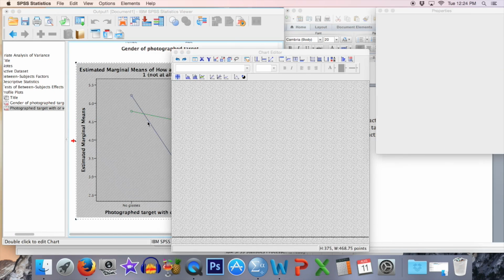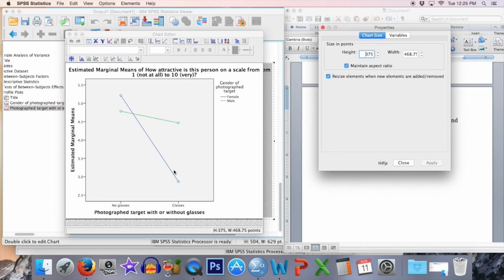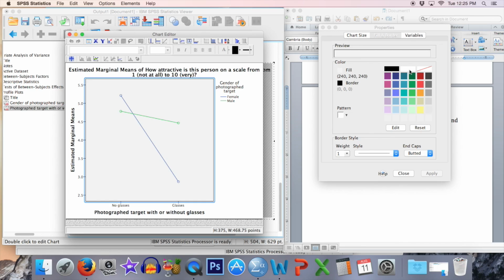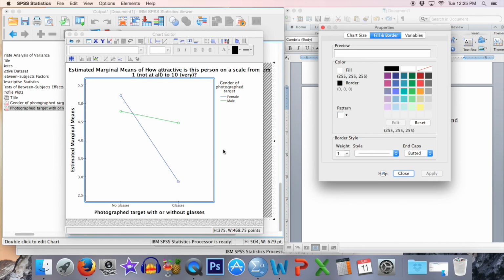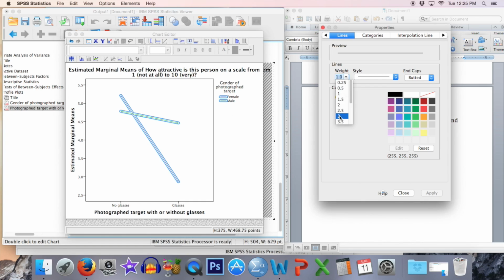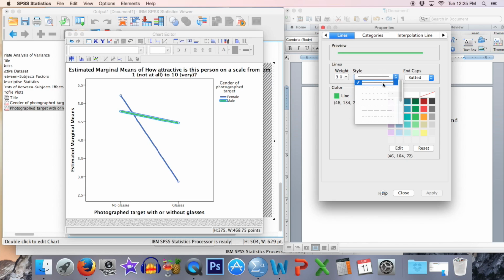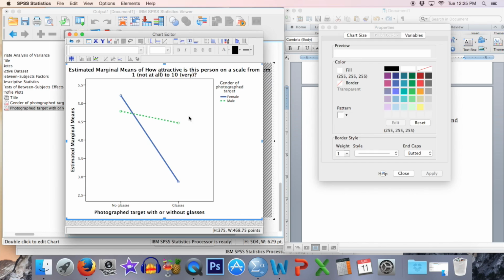So if you double click, you'll enter the chart editor program. And whatever you click on over here, you can change. So for example, one good thing is let's get rid of this gray background. So let's make the background white to really make those lines stand out. Let's also make the lines themselves bigger. So if you click on the lines, it'll select those. Let's give them a weight of 3. And if you click on any individual line, it'll then select just that one line. So let's select the male line, and let's make that line dotted. That way, even if this is printed in black and white, readers will still be able to tell the difference between the two lines.